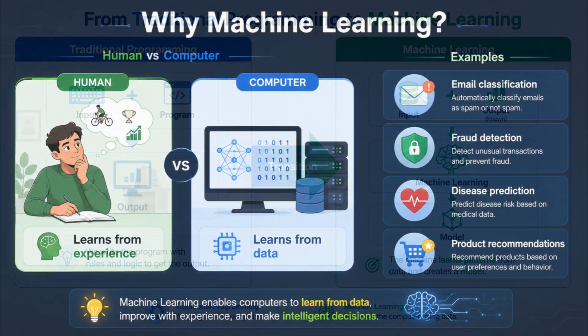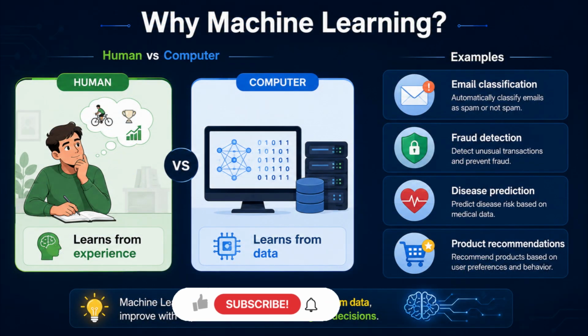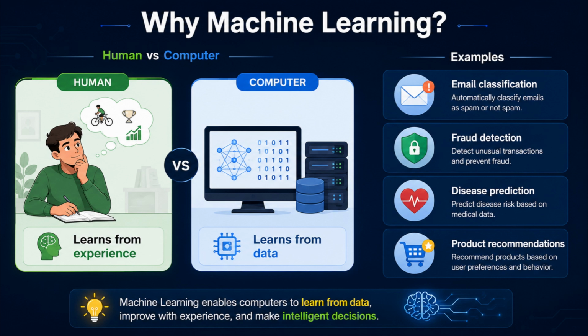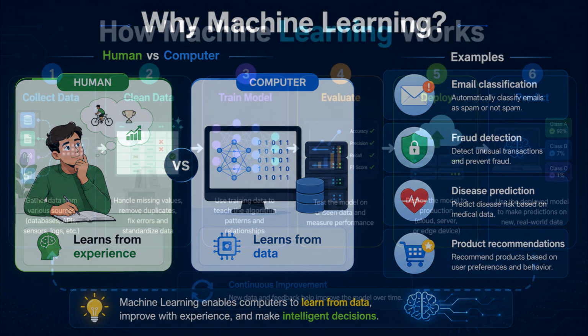Some problems are too complex to solve with thousands of manually written rules. Imagine trying to write rules that identify every spam email or every fraudulent banking transaction. Instead, machine learning learns from historical examples and continuously improves its predictions.